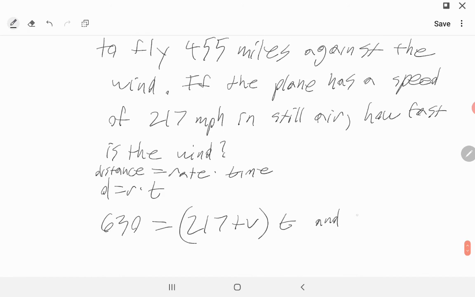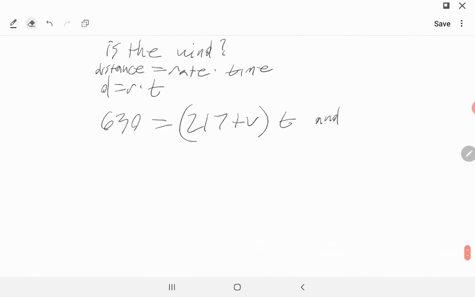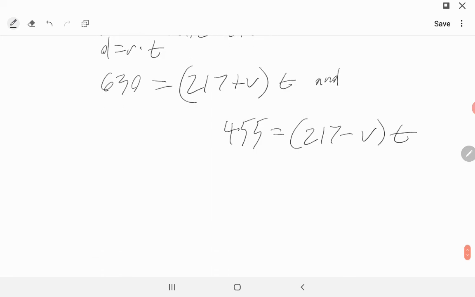we know that 455 equals 217 minus v times the same time. So basically we notice that we've got different rates given by the velocity of the plane with the speed of the wind versus the velocity of the plane minus the speed of the wind. And so we can set that up to solve for t.